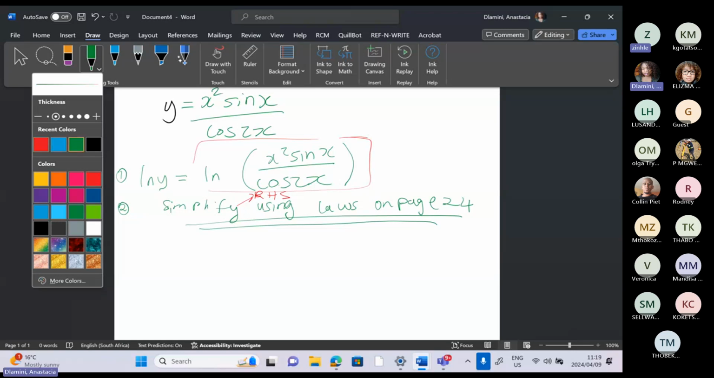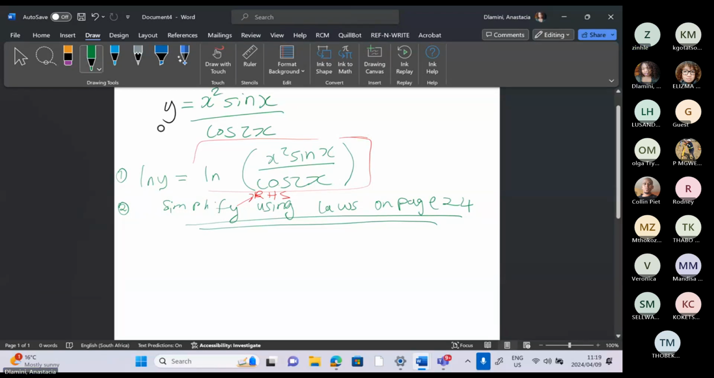It's going to be ln x squared plus ln sine x minus ln cos 2x. Is there anyone who doesn't understand how she got it?